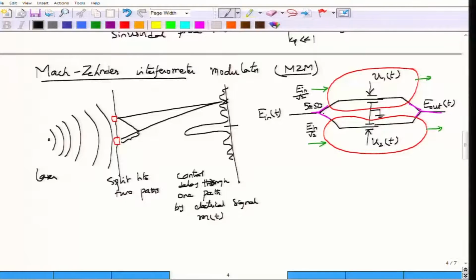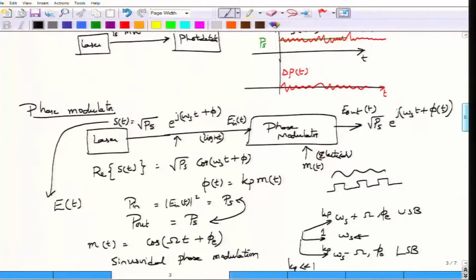Depending on the structure, these splits are not exactly E in by root 2; there could be some additional phase factors that come in, but for now we will simply assume the electric field amplitude going into the upper phase modulator is E in by root 2, and the amplitude going into the bottom phase modulator is also E in by root 2. So what would be the output of the first phase modulator? Well, this would be E in by root 2. I have not shown that E in is a function of time, but it is, because it is coming from the input signal, and then this part comes from the phase modulator.